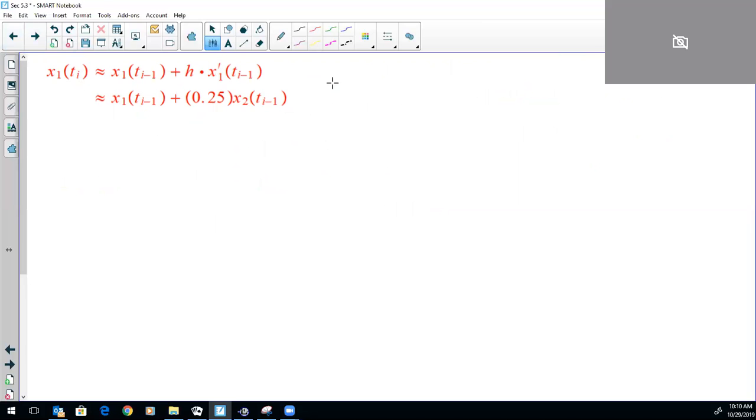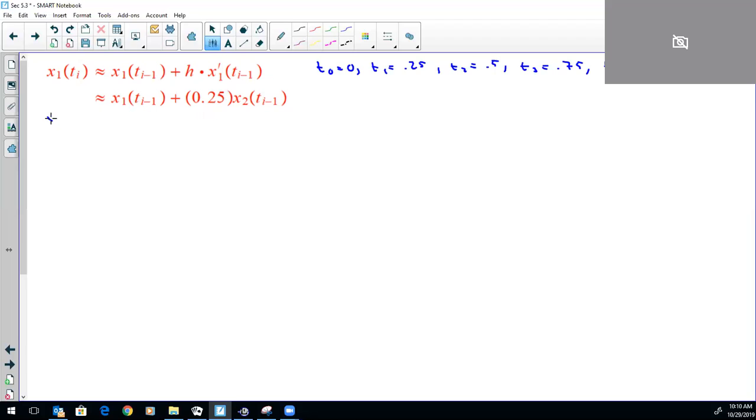Okay, so our steps are, well, T0 is 0. T1, you go by 0.25. T2, you go up another 0.25. T3, you go up another 0.25. And finally, for T4, we should be at 1. Let me write down what that means in terms of the Euler formula.